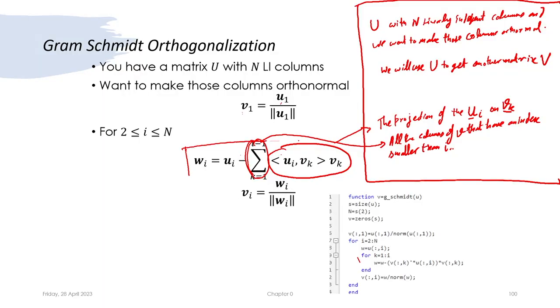Linear independence says that any column cannot be expressed as a linear combination of all the other columns, but there might be a component which is parallel to the linear combination of all those columns. So what we are doing is removing that component that is parallel to all the previous columns and taking it out. What we are left with is a component that is perpendicular to all those columns. So W_i, essentially this step, removes all the components that are parallel to the previous columns of V, and we are left only with a component that is perpendicular to all the previous columns of V, and then we normalize it. So this is Gram-Schmidt orthogonalization.